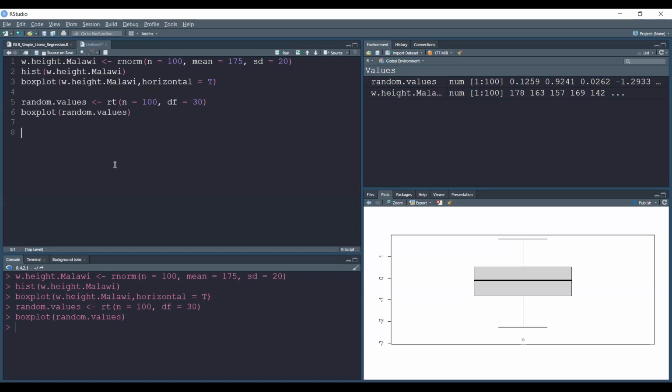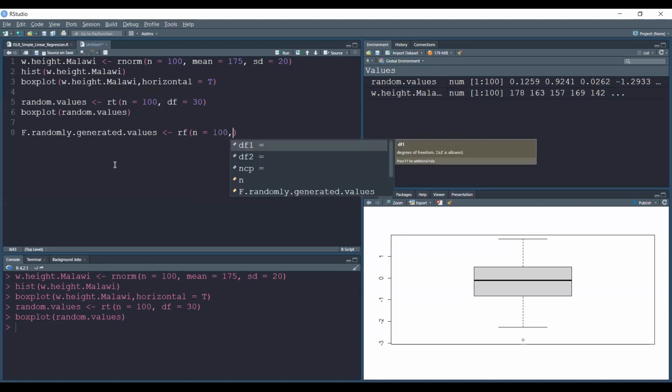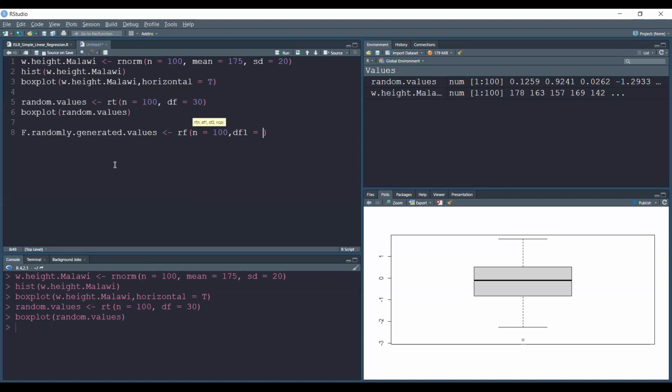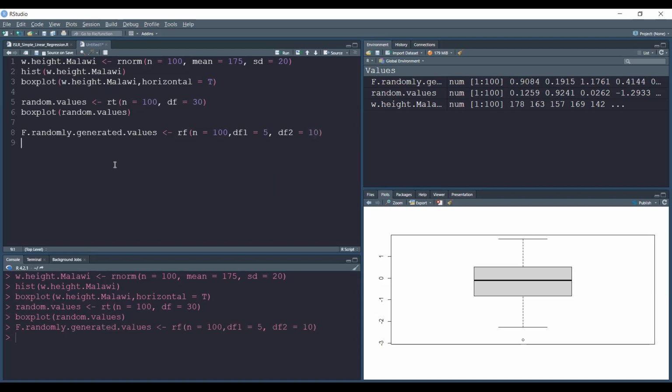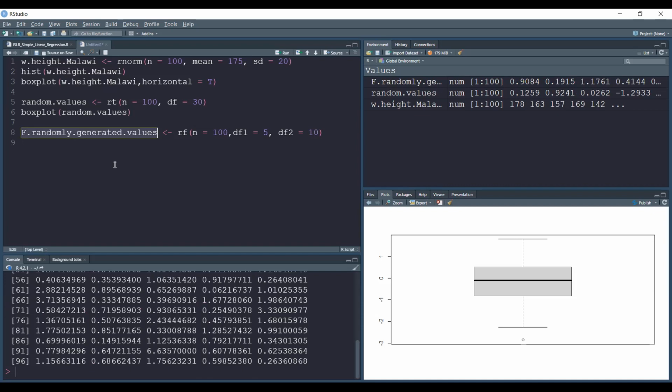So what if we say F randomly generated values, and we say rf. Interesting. Okay, so apparently we need a lowercase. How many would you like to generate? Let's generate 100. There are 2 parameters for F distributions, two degrees of freedom. I'll say maybe 5. I'm just inventing. I'll maybe say 10. And here you go. These are your 100.